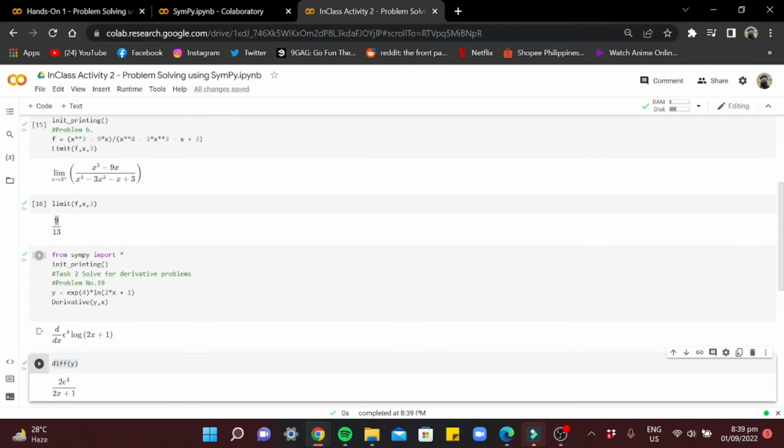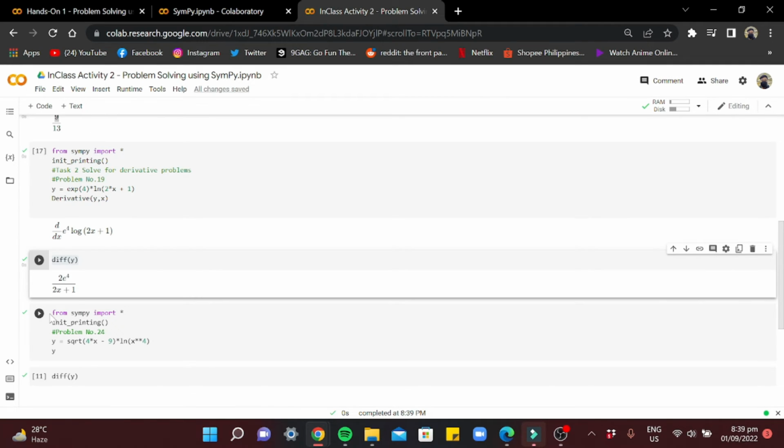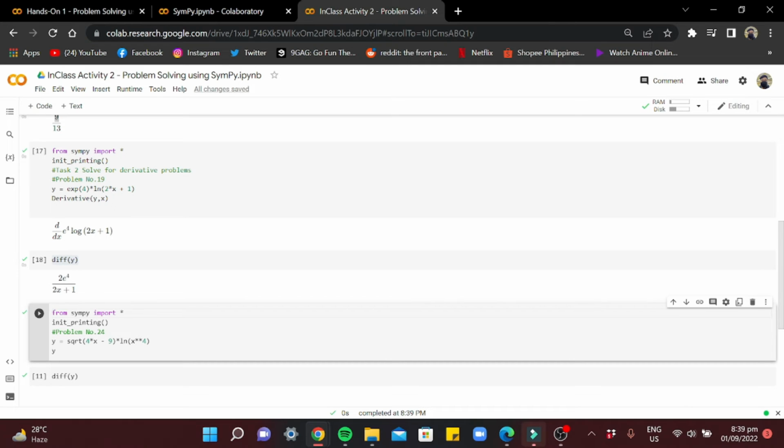Same as the last problem, we have from sympy import asterisk, so that we can import the equation and calculation from the given module in Google Colab, then init underscore printing. My equation is number 24 from the given set of problems. By the way, if we have a square root in the problem, we need to input sqrt so that we can take the square root of this part and the log of this part. Let's run the code.